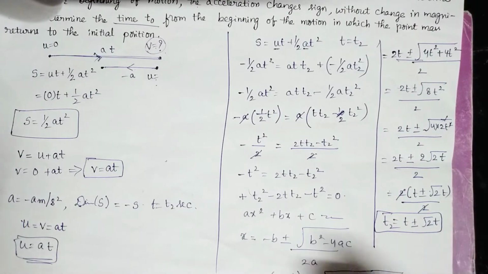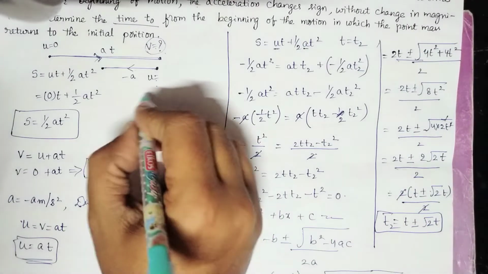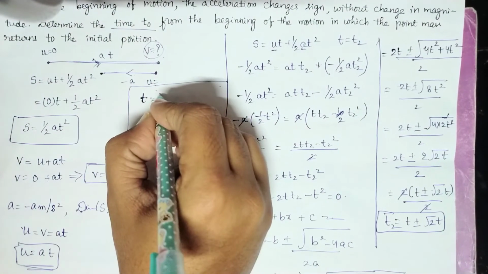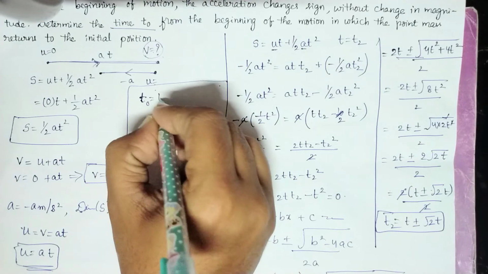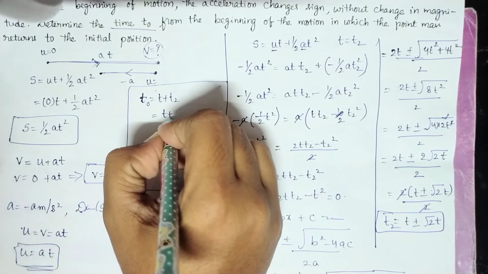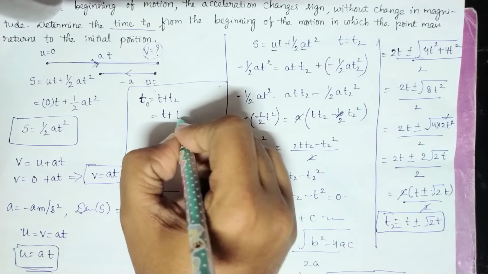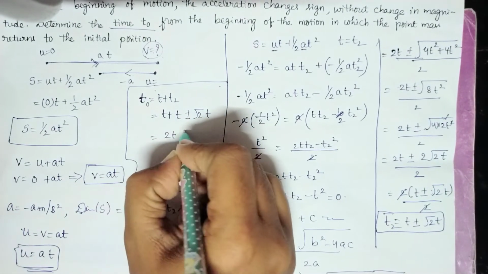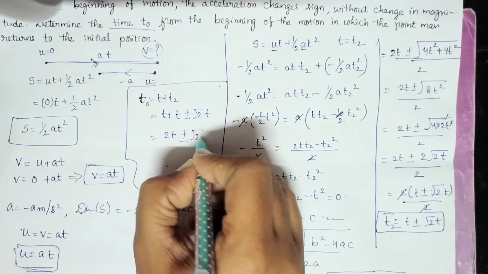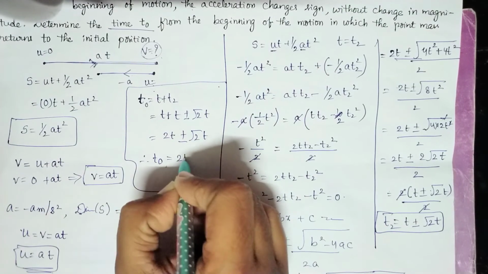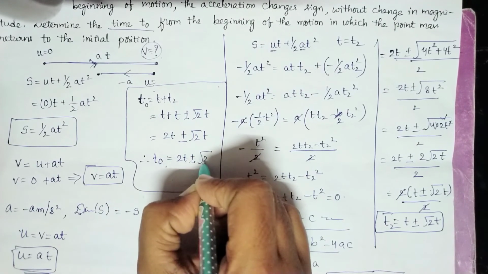Now the total time we have to find out. Total time t naught is equal to t plus t2, that is t plus t plus or minus root 2 t, which is 2t plus or minus root 2 t. Therefore, the t naught value is 2t plus or minus root 2 t.